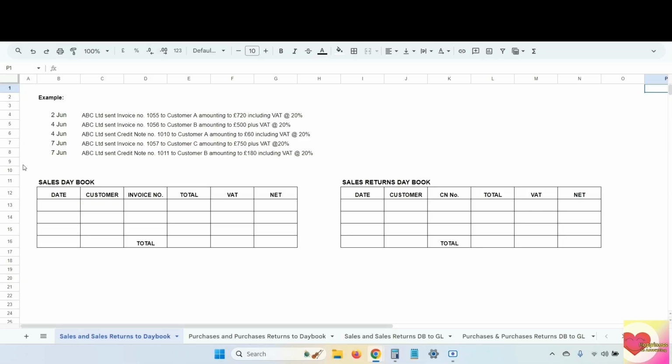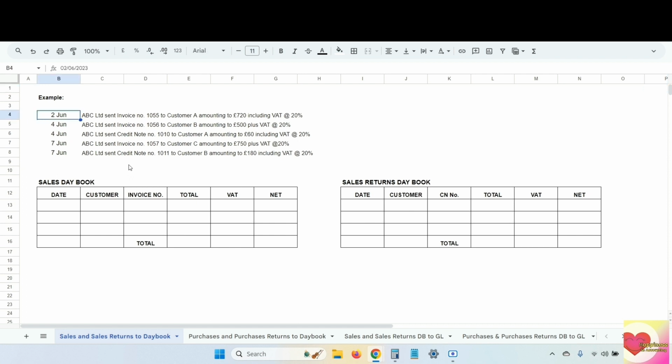This example is a list of transactions of ABC Limited pertaining to sales and sales returns. And then we are going to enter them one by one into either sales daybook or sales returns daybook.